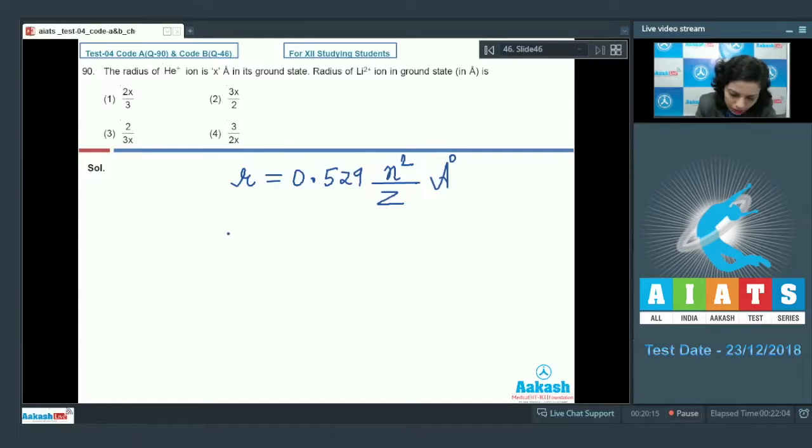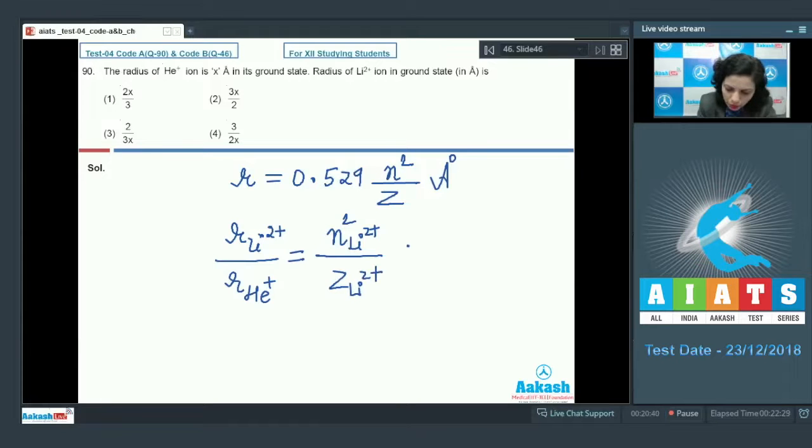So if we talk about the lithium ion, say this is R of Li2 plus that we need to find out, and the ratio of this with He positive ion should be equal to, on the basis of this formula, n for lithium 2 plus square divided by Z for lithium 2 plus, and it should be n for helium positive square and Z for helium positive. This would be the formula that you will follow.